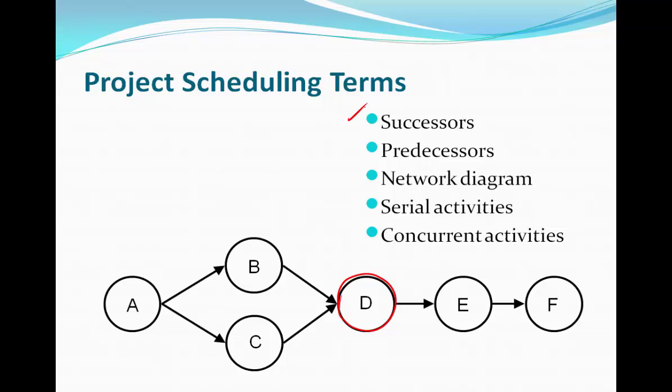So the next term is predecessor. Predecessors to activity D are activities that come before activity D. So in this example, activity B and C are both predecessors to activity D.